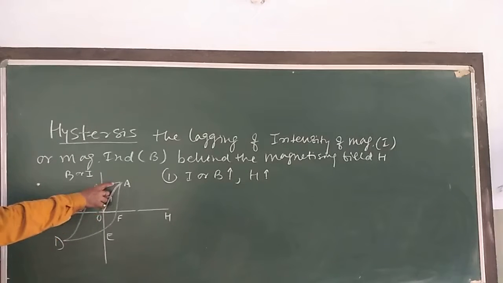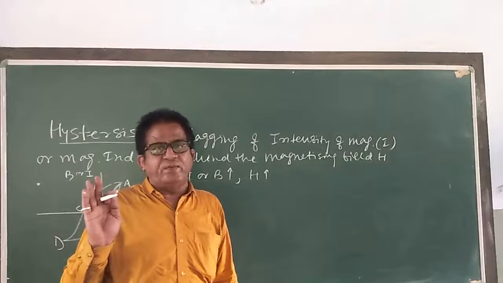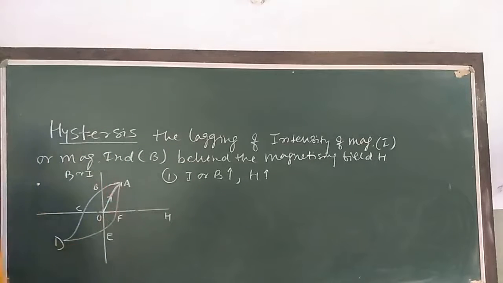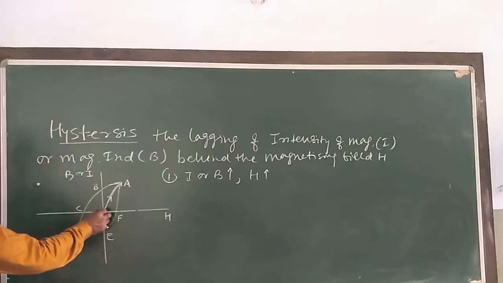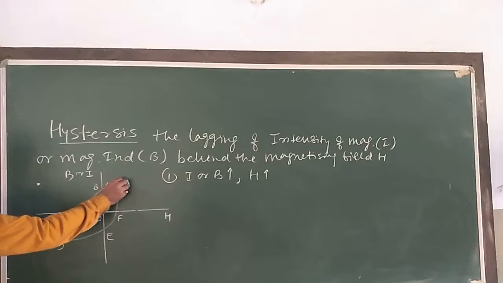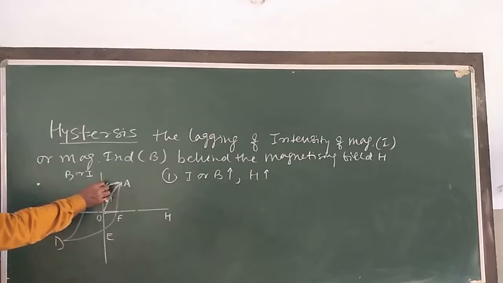At point A, the ferromagnetic material acquires the state of saturation. After this it does not increase. This state is called the state of saturation. When H decreases, now come back, see, I or B also decreases along AB, not along this. As H is reduced, I and B decrease.